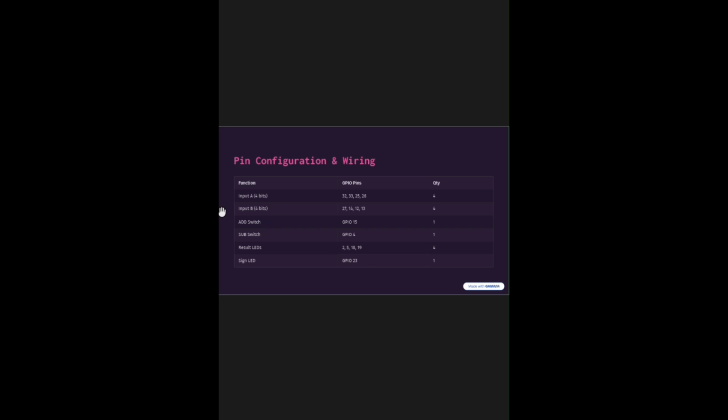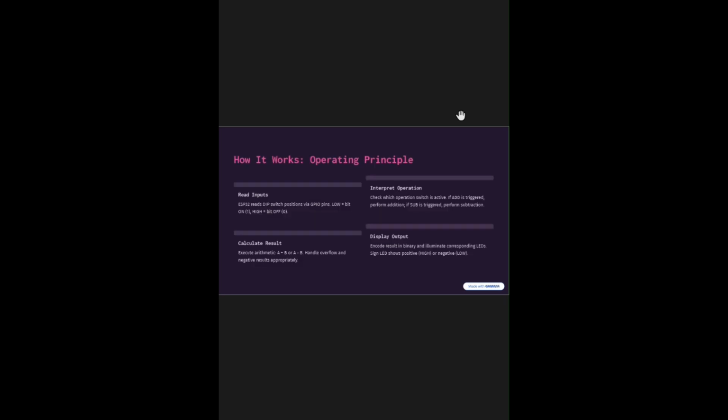Now the pin configuration, as shown here. We have input A from our first DIP switch using GPIO pins 32, 33, 25, 26. Input B using 27, 14, 12, and 13. The add switch using 15, the subtraction switch using 4. Result LEDs using 2, 5, 18, and 19. And the sign LED using GPIO 23. This is how our program presents all the IOs. They are simple, using physical components.